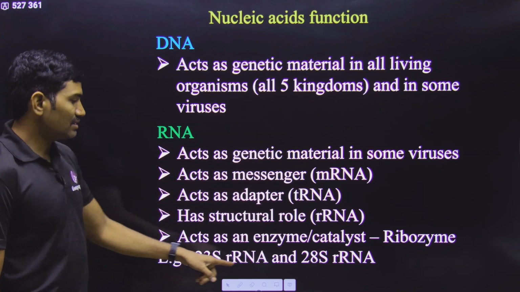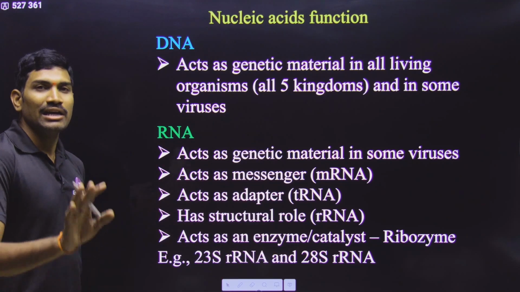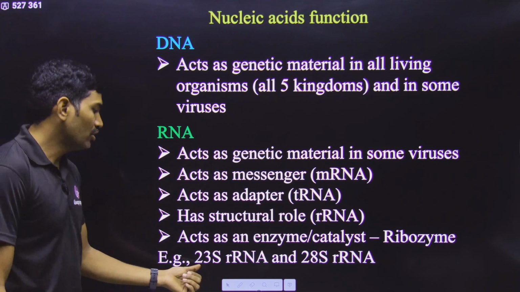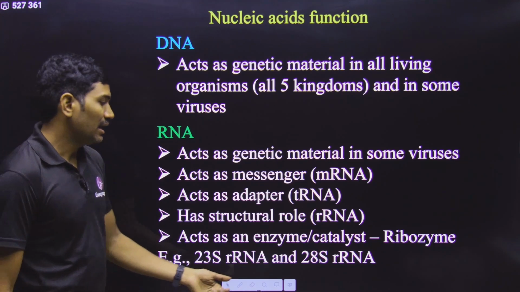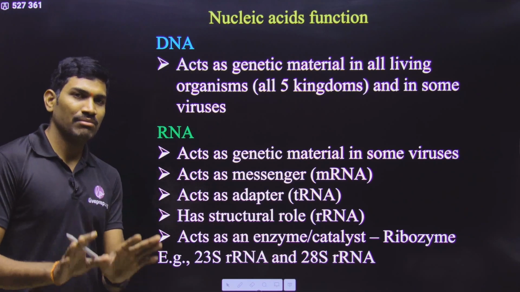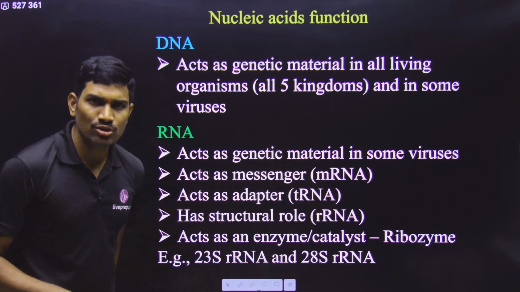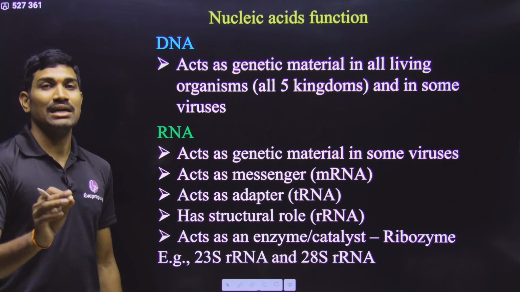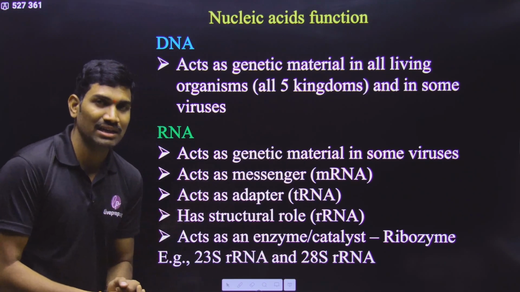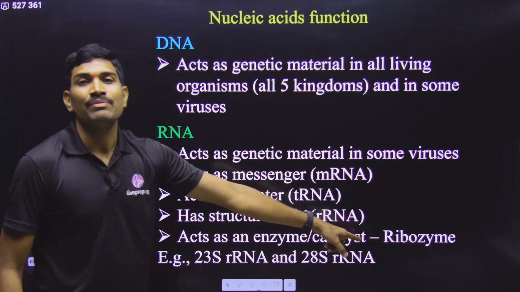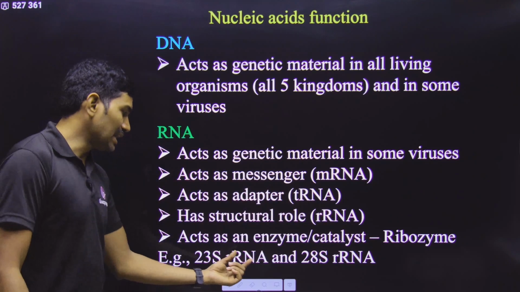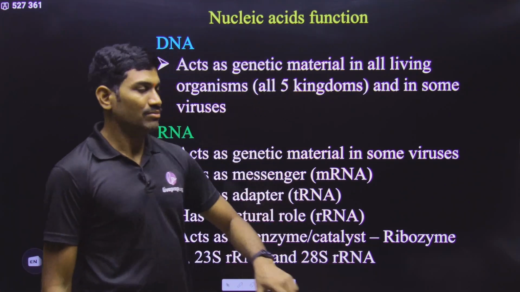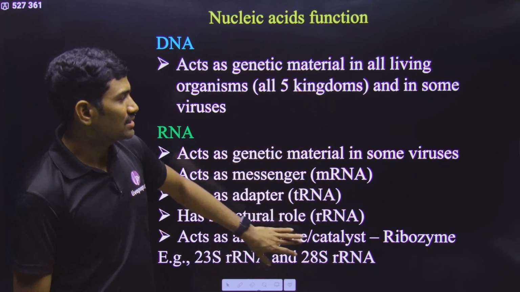And for RNA acting as an enzyme, ribozyme, in the class 12th molecular basis of inheritance chapter, you will study some examples from the NCERT. In the NCERT, they give 23S rRNA and 28S rRNA. If you can remember, remember. Anyhow, I will teach you under molecular basis of inheritance. These two are very important examples from the NCERT for ribozymes, RNA acting as an enzyme. This is RNA, but still it can act as an enzyme. This is also RNA, but still it can act as an enzyme. So these are important points we need to remember.